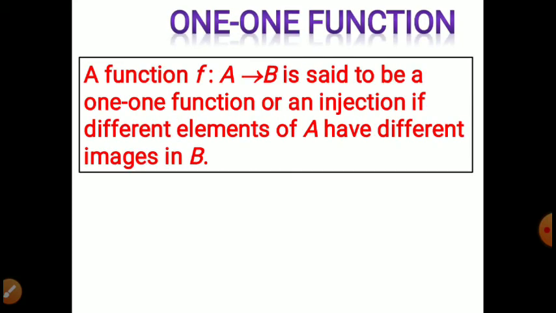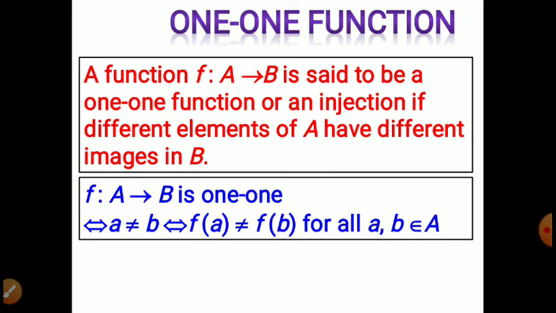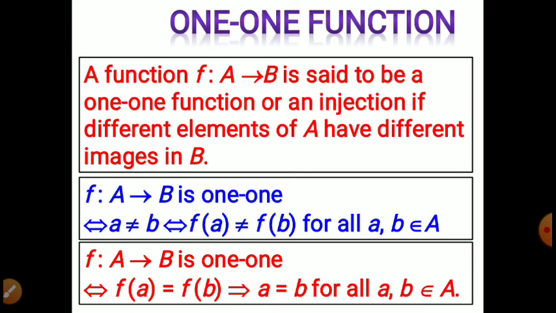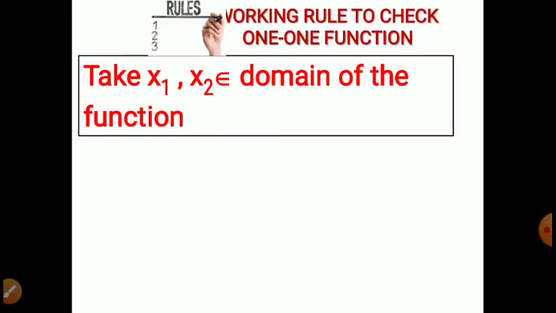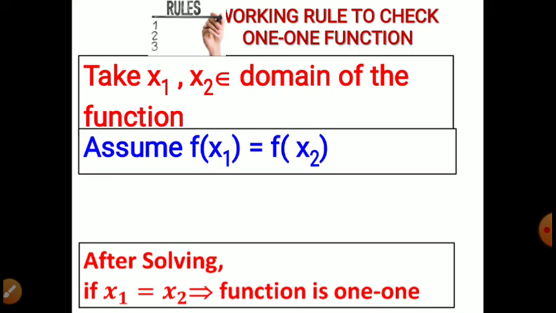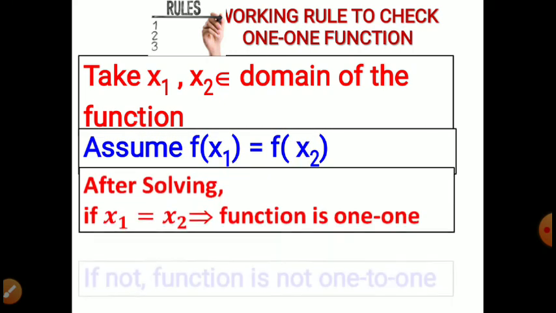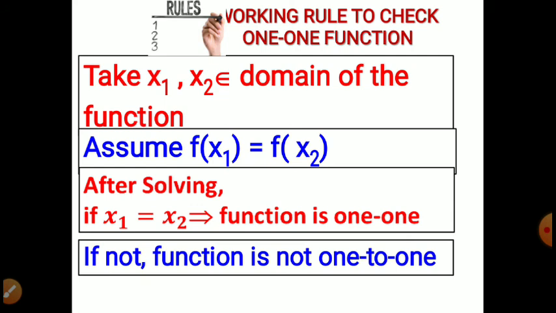And let us see here, a one-one function is a function f from A to B which is said to be a one-one function or injection if different elements of A have different images in B. Already we have discussed this in the types of functions, so let us recall this. We have learned all these things previously. Once again, recalling the working rule to check a one-one function, you already solved the problem in exercise 2 also. This is a recall for that.